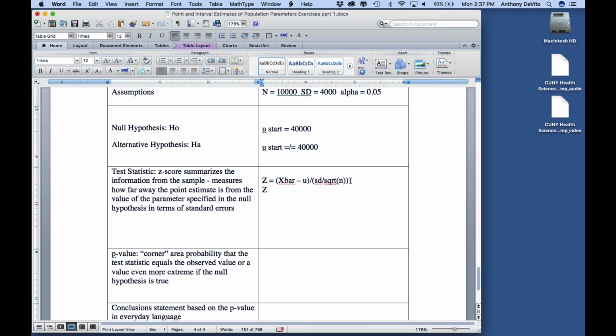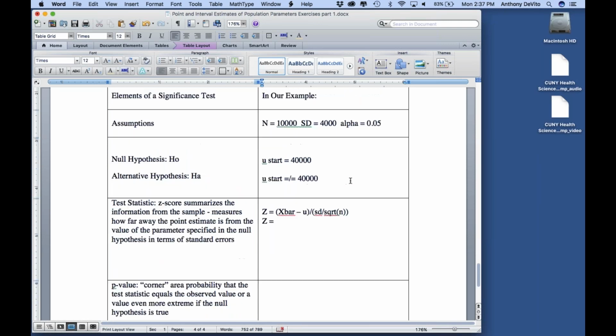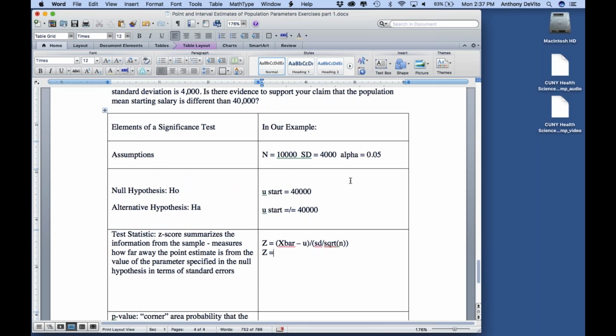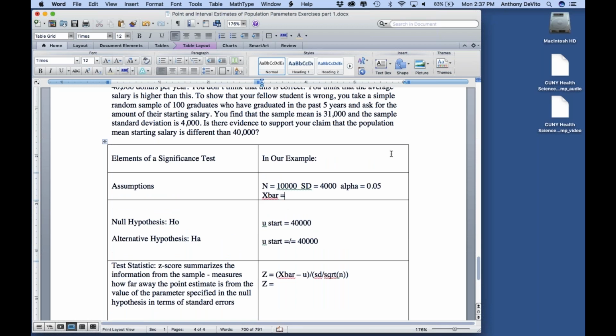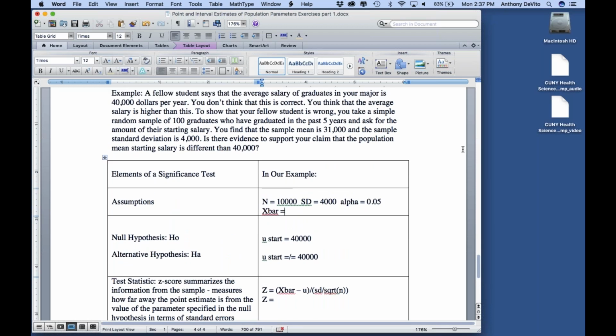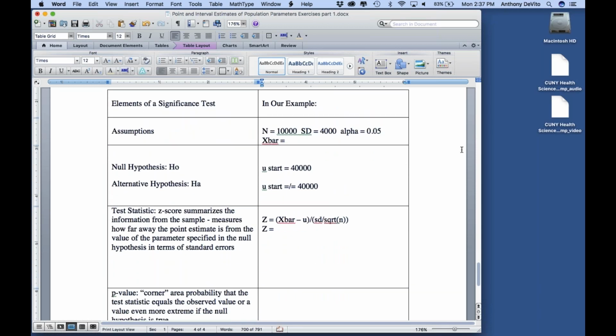So what is Z equal to? What's the difference between X bar and mu? What was X bar? Okay, I'll put it up here. X bar is equal to, what was it again? 31,000, was it? 31,000. Okay, so what's the difference between X bar and mu? It's going to be 31,000 minus 40,000, so it's going to be minus 9,000.